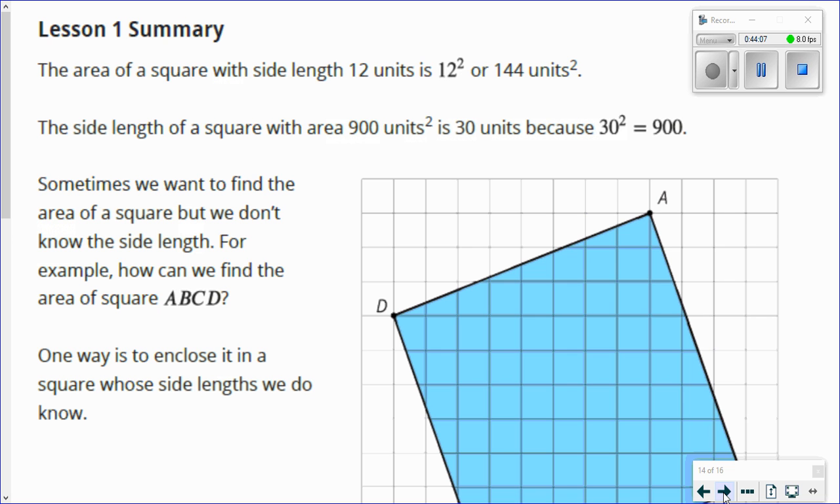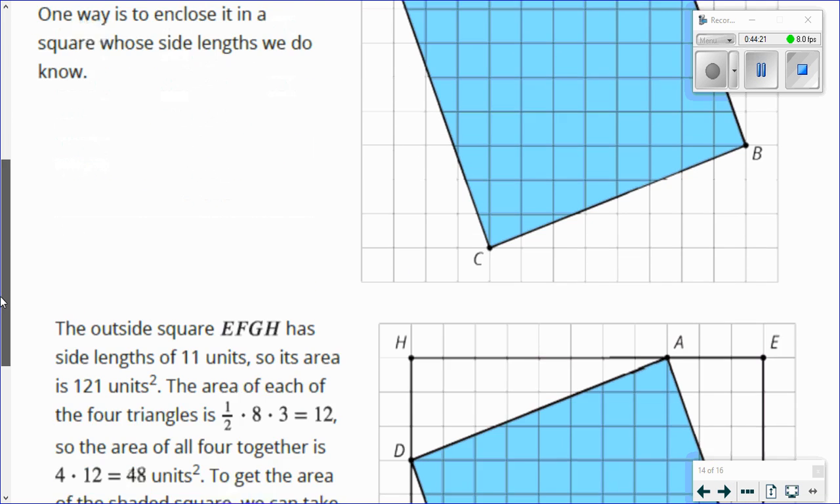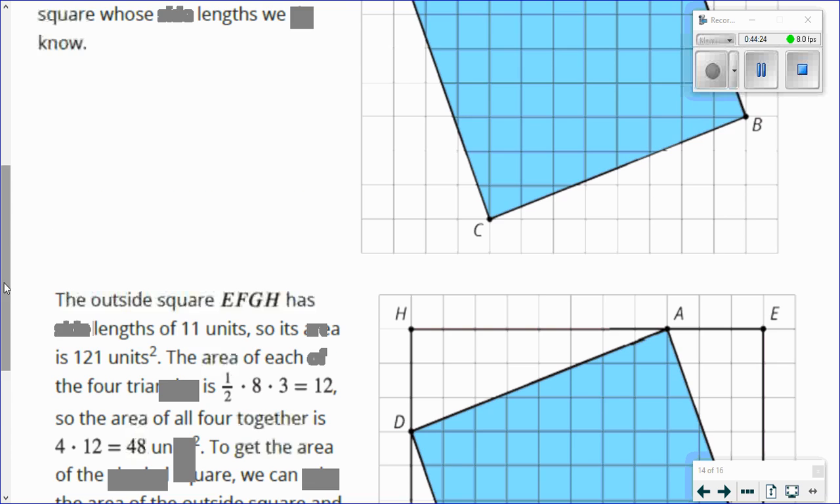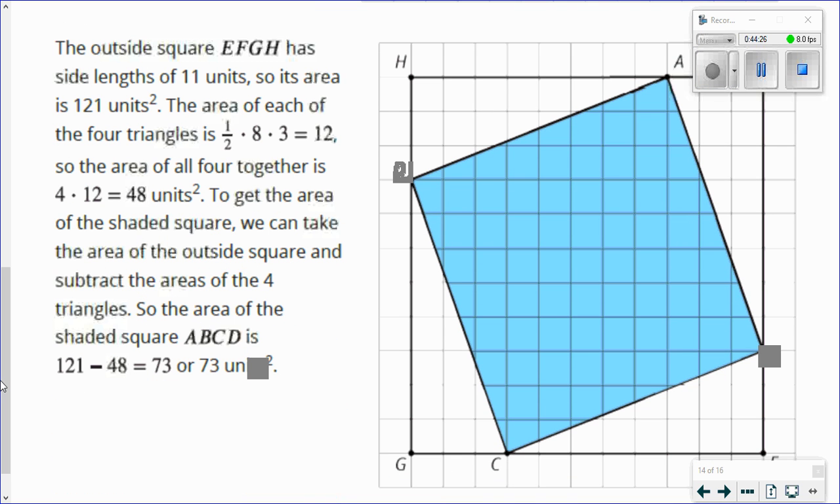Sometimes we want to find the area of a square, but we don't know the length. For example, how can we find the area of square ABCD? One way is to enclose the square with side lengths we do know, and then subtract. So if you look further down in your workbook on page 6, you will see them apply the enclose and subtract method, just as we did throughout this lesson.